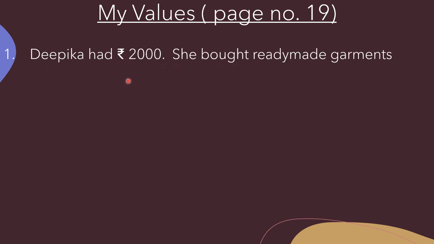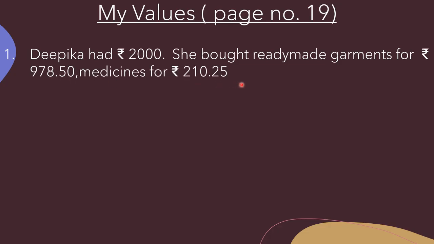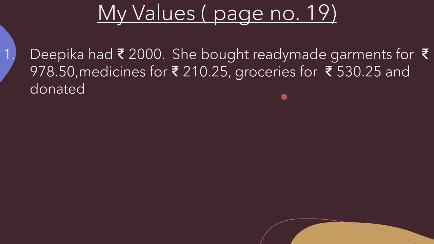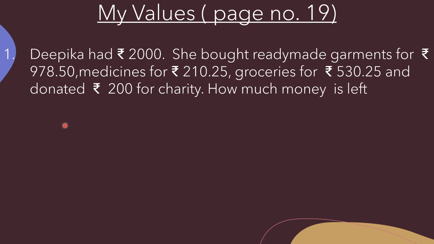Now beta, the question given on page number 19 based on my values. So here it is given. In question number 1, Deepika had rupees 2000. She bought ready-made garments for rupees 978.50, medicines for rupees 210.25, groceries for rupees 530.25, and donated rupees 200 for charity. How much money is left with her? And what value do you learn from Deepika?